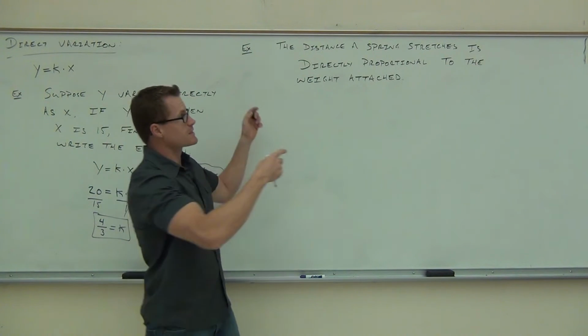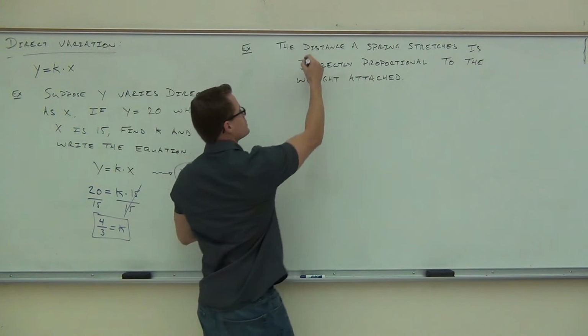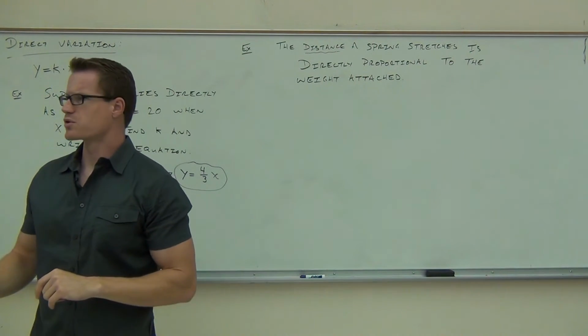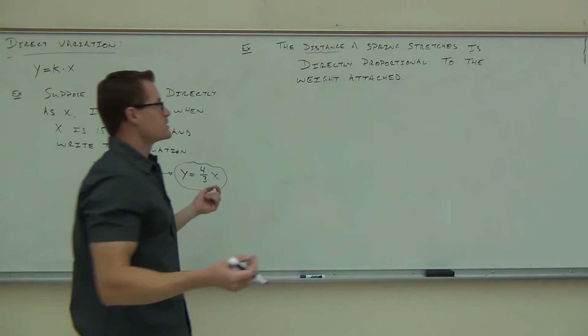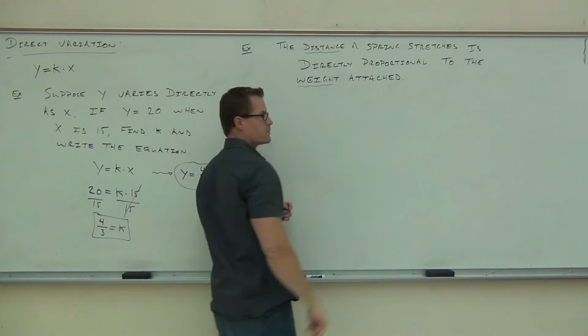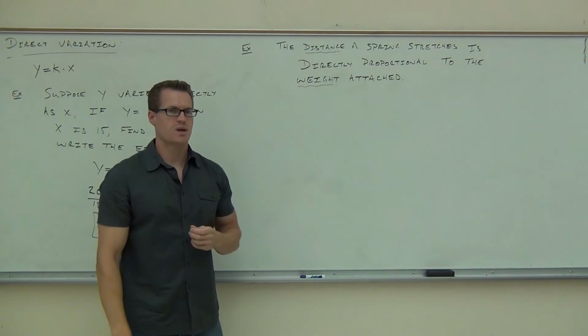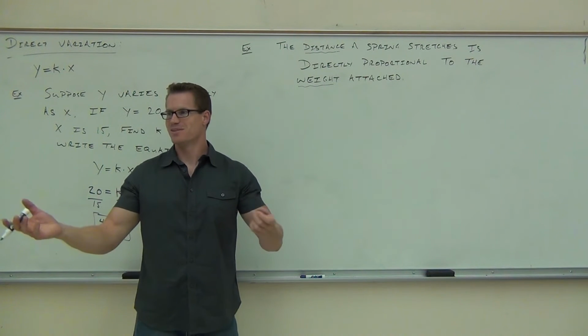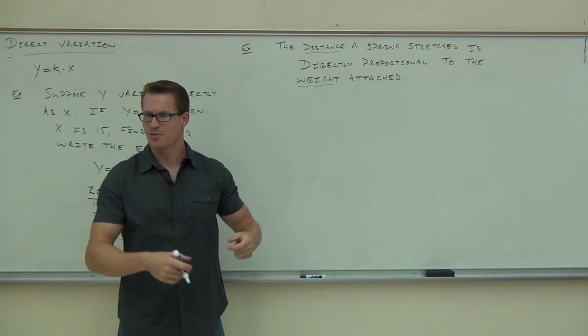The distance the spring is stretching, that's great. So this is one of them. And what's it proportional or directly proportional to? So weight's another one. So maybe we don't have y and x, maybe we have, what variables do you want to use? Yeah, D for distance and W for weight.